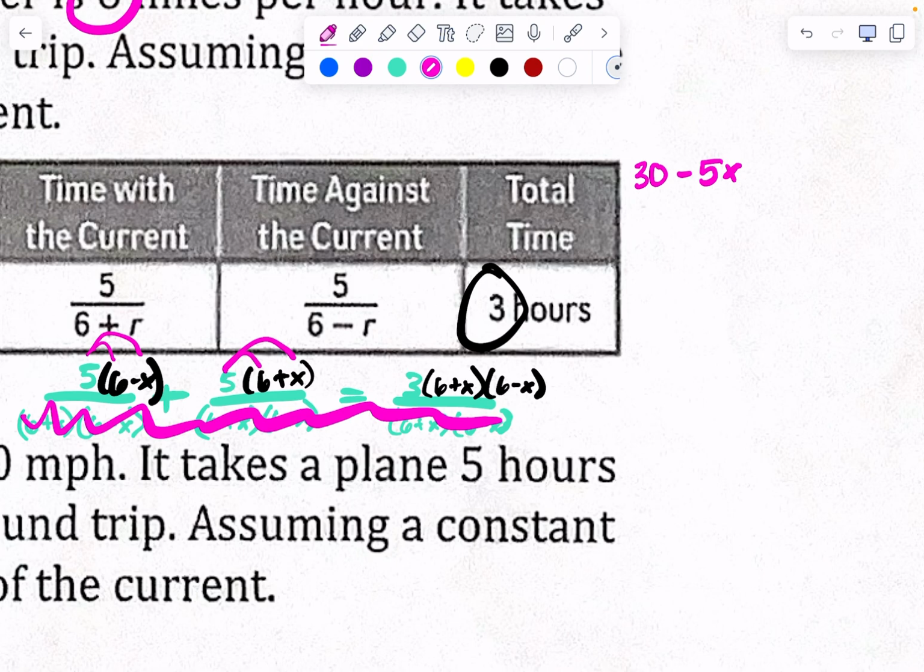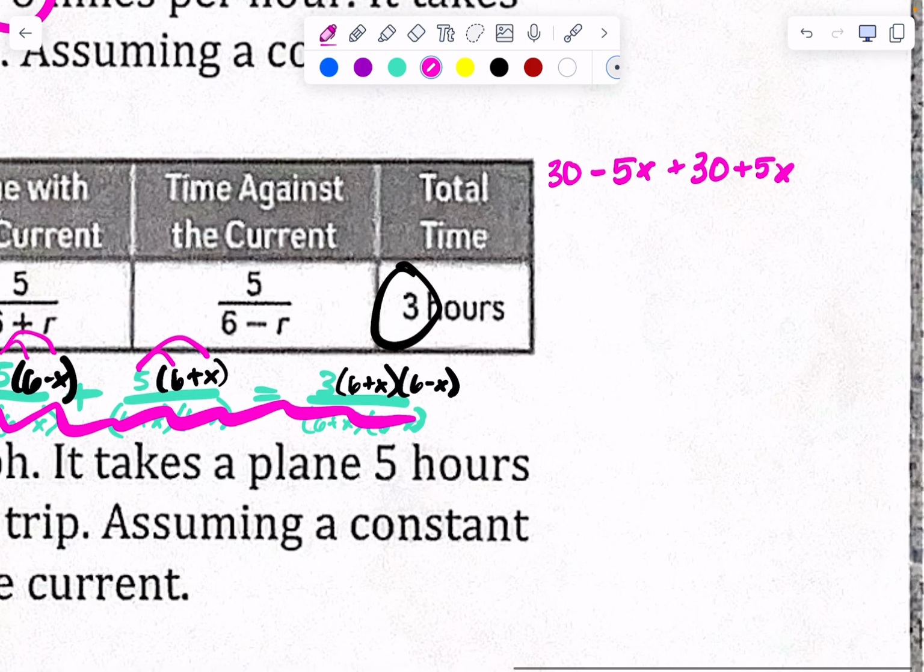Plus 5 times 6, 5 times x. 30 plus 5x is equal to. When you're being disrupted, it's hard to listen. Okay, shh.